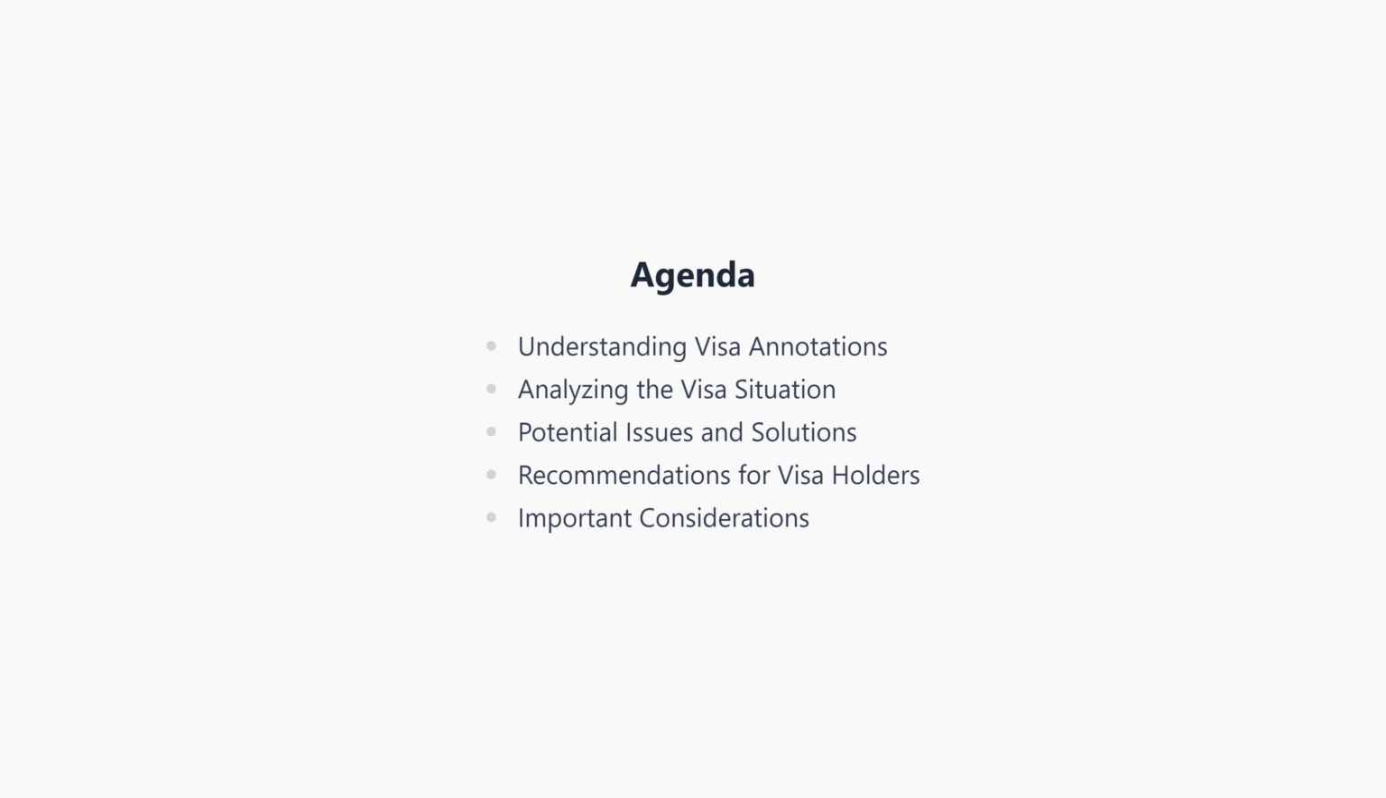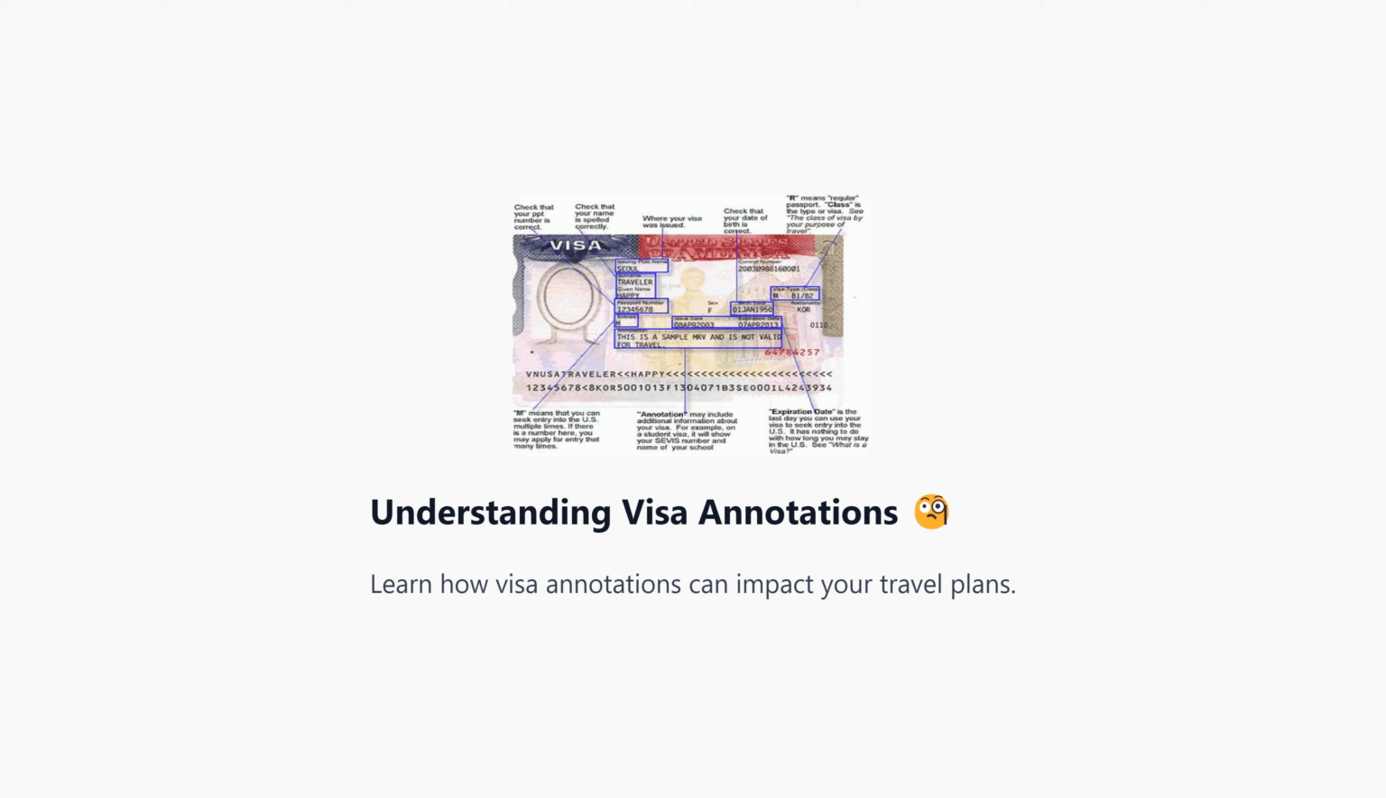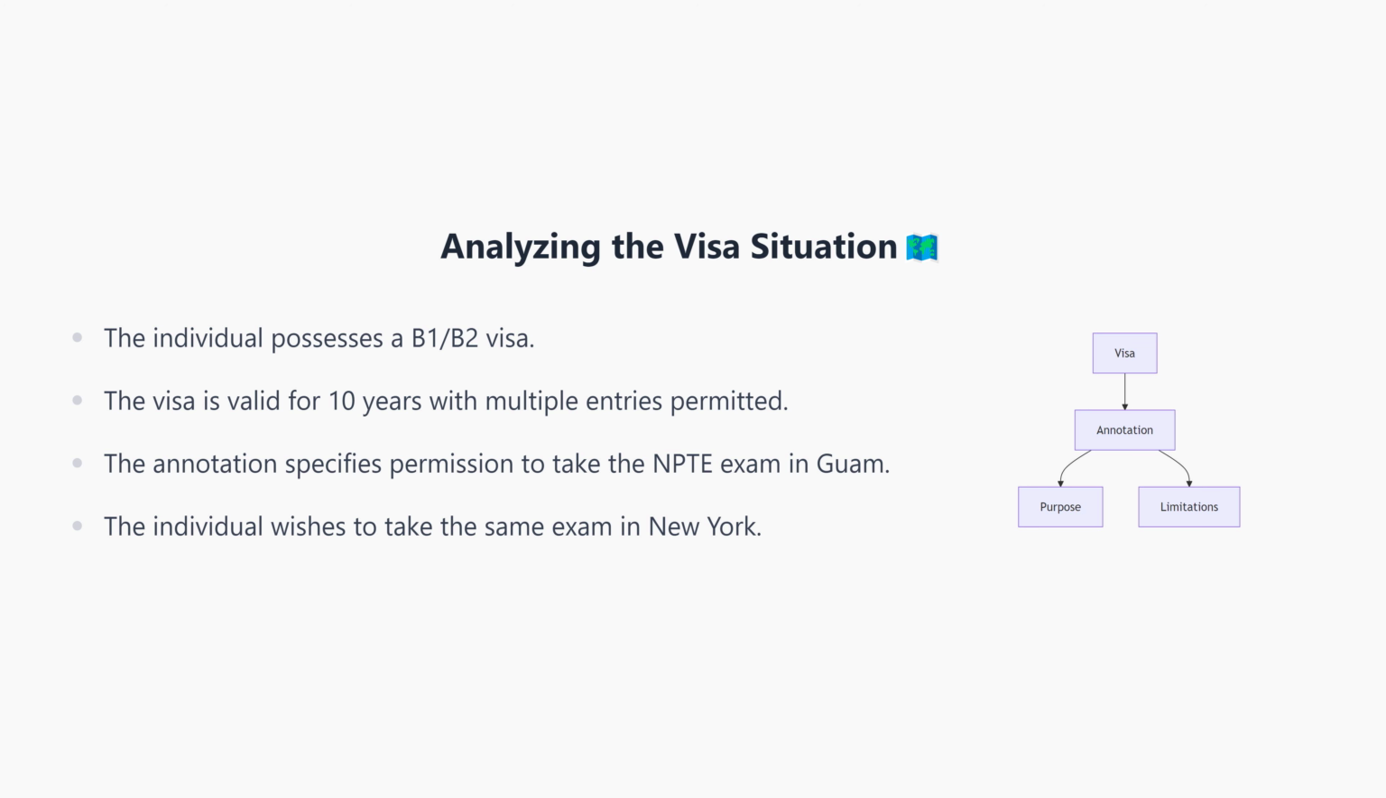Let's get started. To start off, let's understand what visa annotations are and their significance. When a U.S. visa is issued, it may include annotations, which are specific notes or restrictions. These annotations provide clarity on the visa's purpose and limitations. For instance, a B1/B2 visa for business and tourism might include an annotation specifying the reason for travel or the location of permitted activities.